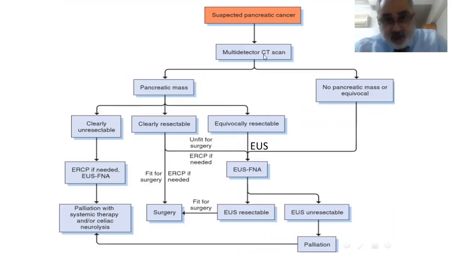First, we do multi-detector CT scan or MRI. If there is a pancreatic mass and it is clearly unresectable, then we may do ERCP if there is obstructive jaundice in cases of pancreatic head mass. And we should do EUS-FNA to obtain cytopathological diagnosis for palliative chemotherapy. And you should consider celiac plexus neurolysis if there is pain.